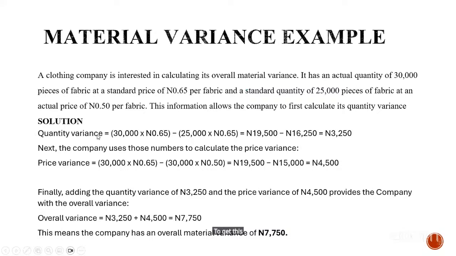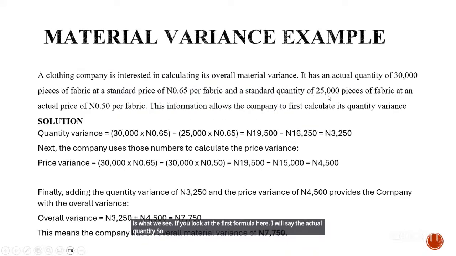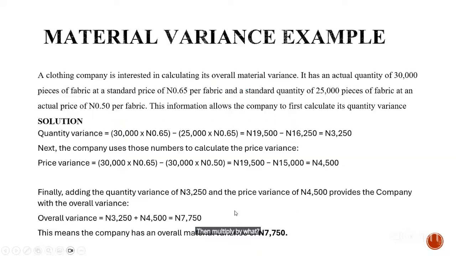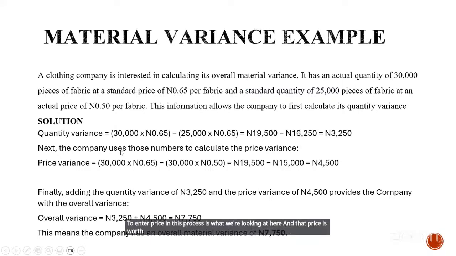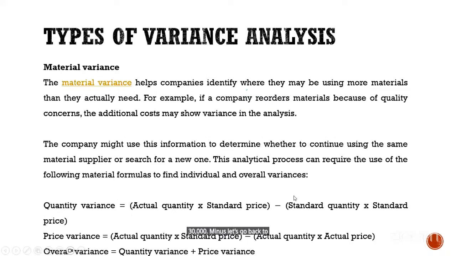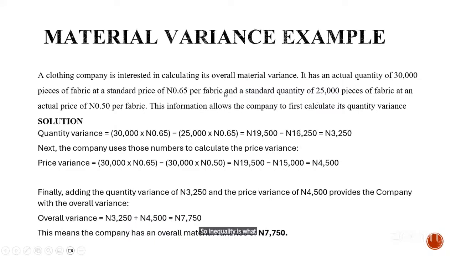Now we're asked for the quantity variance. If you look at the first formula here, quantity variance says the actual quantity. So here, actual quantity is 30,000. Then multiply by the standard price. So the standard price in this question is, look here, 0.65 naira. So 30,000 multiplied by 0.65 naira, minus, let's go back to the formula, standard quantity multiplied by standard price. So standard quantity is 25,000. Standard price is 0.65.